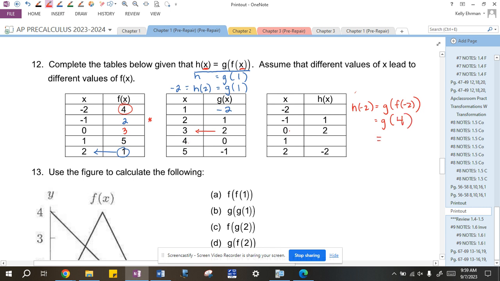When the input of g is 4, the output is 0. Therefore, h of negative 2 is 0. What about h of 1?